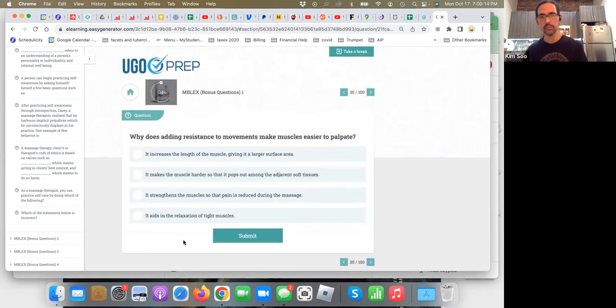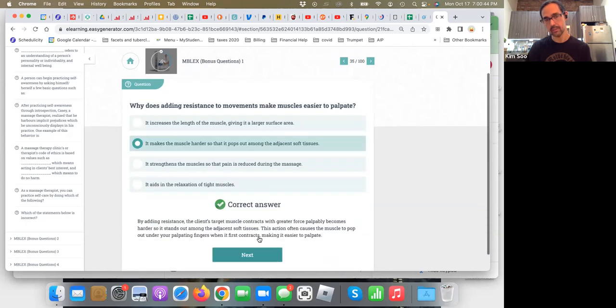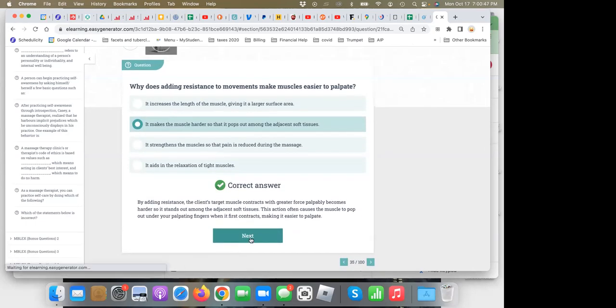Why does adding resistance to movements make muscles easier to palpate? A: Because it increases the length of the muscles, giving it a larger surface area. B: Because it makes the muscle harder, so it pops out among the adjacent soft tissues. C: It strengthens the muscles so that pain is reduced during the massage. D: It aids the relaxation of tight muscles. No. Let's try B. Yeah, that's correct. All right, good.